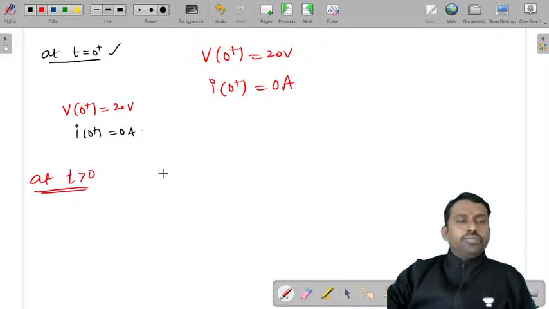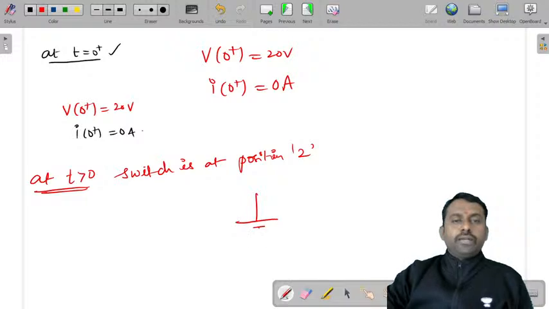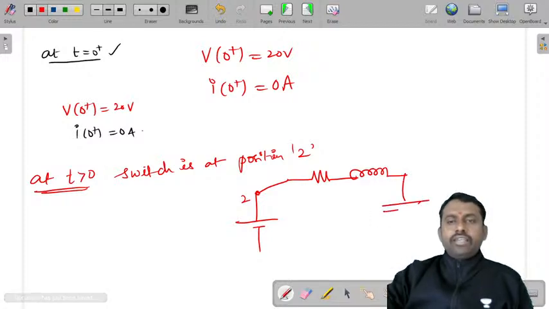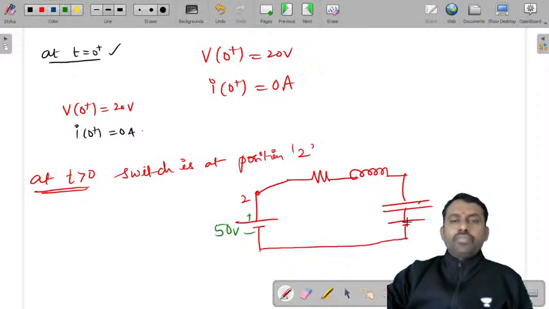At t greater than 0, what is the position of the switch? Switch is at position 2. So let's try to draw that. This is 50 volts, position 2. You have resistor, inductor, and here you have a capacitor along with a voltage source, because it is already charged, right? So the value of this is 50 volts, this is 20 volts, the capacitor is 3 farad, inductor 2 Henry, and resistor 10 ohms.